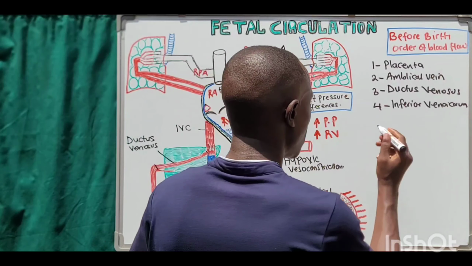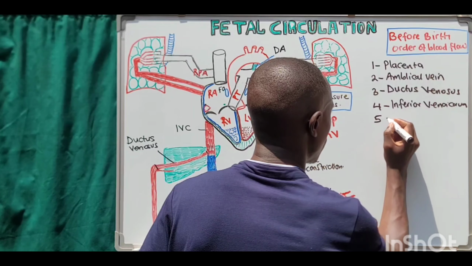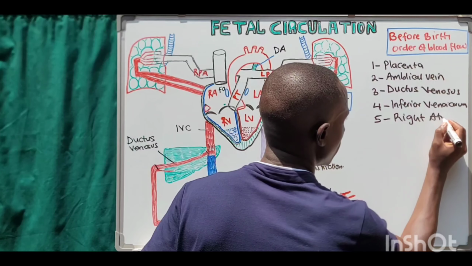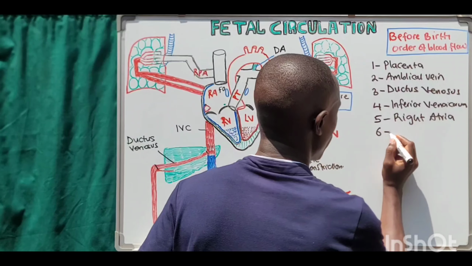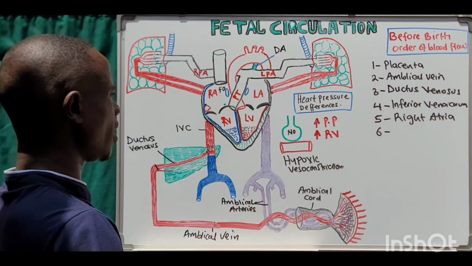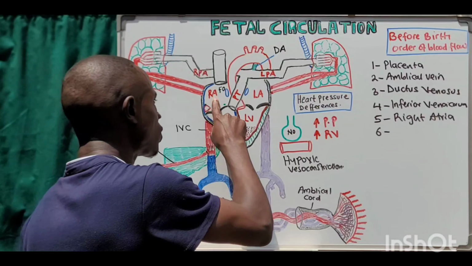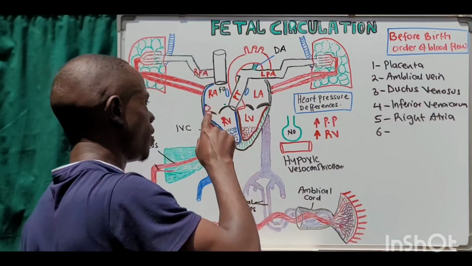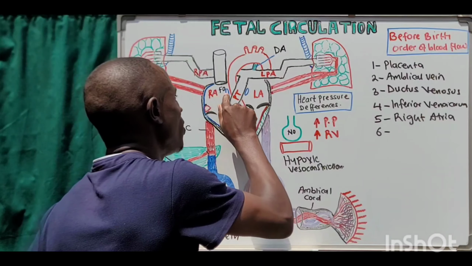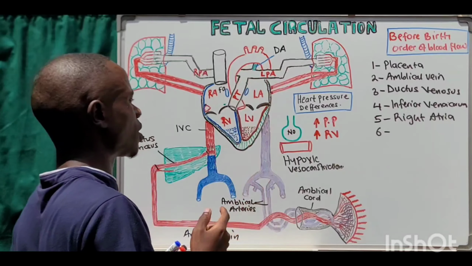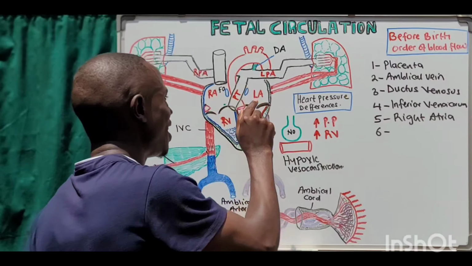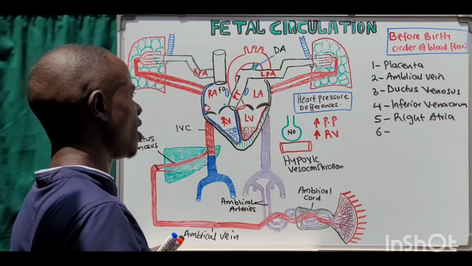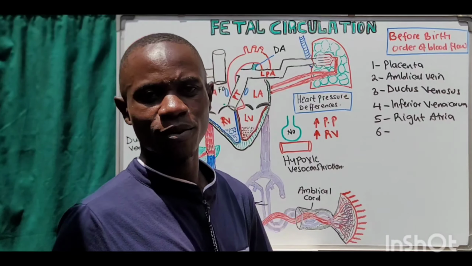Okay, so now our fifth step is going to be what we call the right atrium. Okay, and then when we go to the sixth step, we said that most of the blood in the right atrium does not move into the right ventricle. It passes through this structure which is between the interatrial septum, and this opening, which is going to be allowing blood to move from the right atrium to what we call the left atrium, is what we call the foramen ovale.